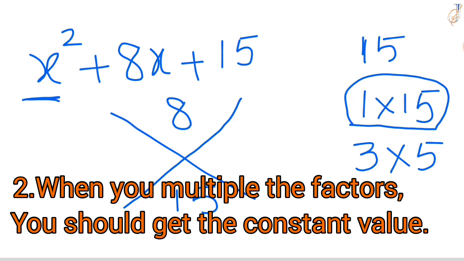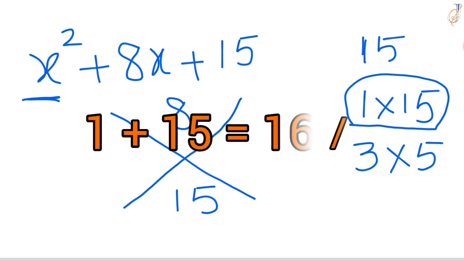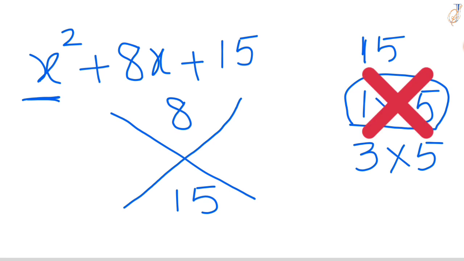What are our conditions? When you add the factors, you should get the value of the coefficient of x. But add these two numbers, 1 plus 15, which gives 16. It is not the same as our coefficient of x. Our coefficient of x is 8. So you should not take 1 and 15. Let's take 3 and 5.